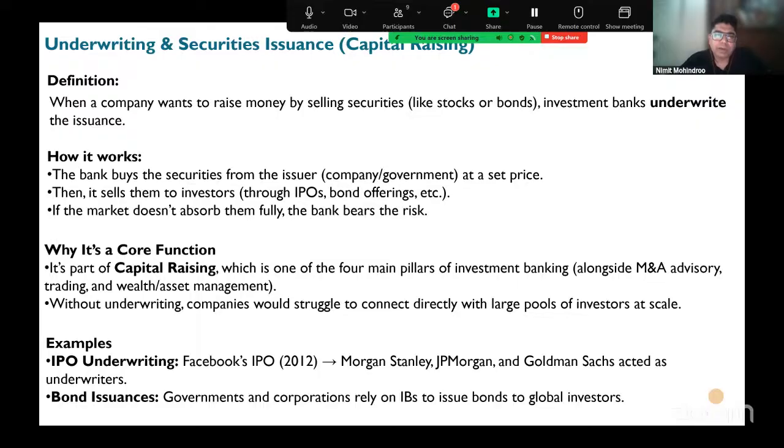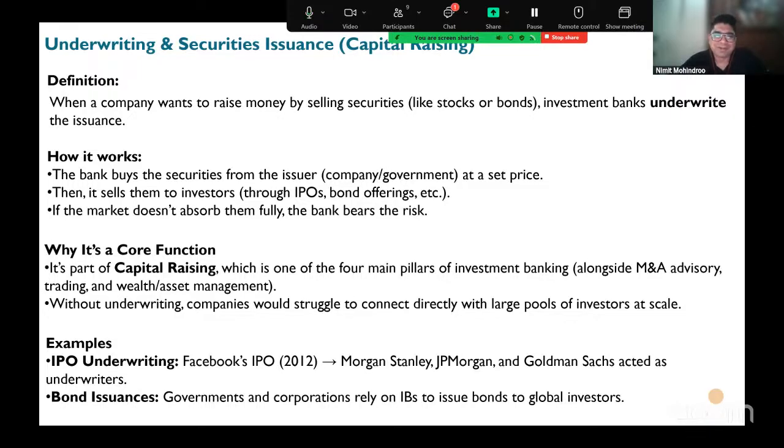So underwriting is basically capital raising, but underwriters are with the investment banks only. That is a kind of position over there. So when it is mentioned how it works, the bank buys the security from the issuer, the underwriters are acting on behalf of the bank, right? Yes. I think that is what it is all about. Other than this, I am not aware of much.